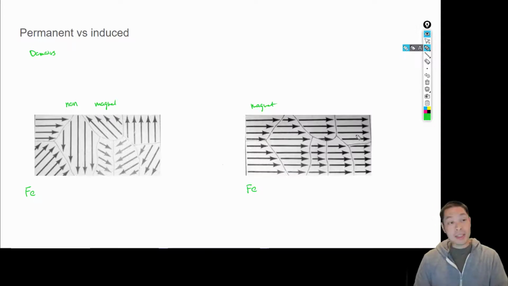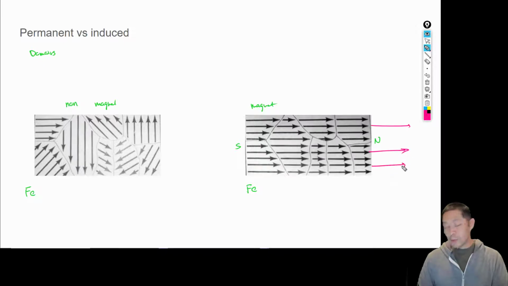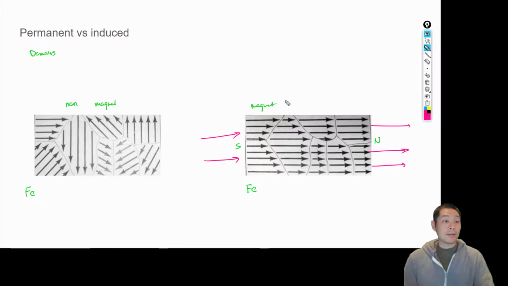So what will happen is, remember, these little arrows represent mini magnets. This end is eventually going to be the north. This end is going to be the south. And the reason is because as you follow the arrows, remember, arrows point out of the north and point into the south. So that's your north end and your south end.